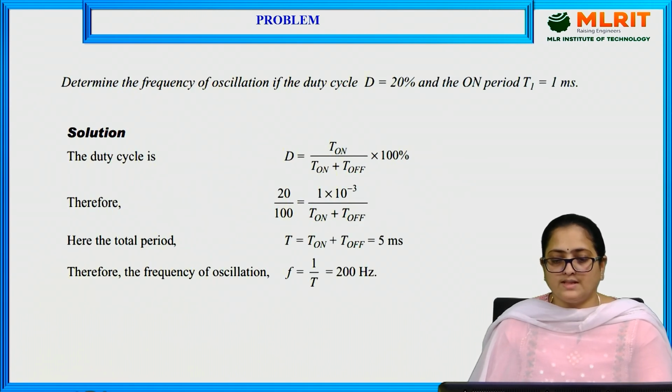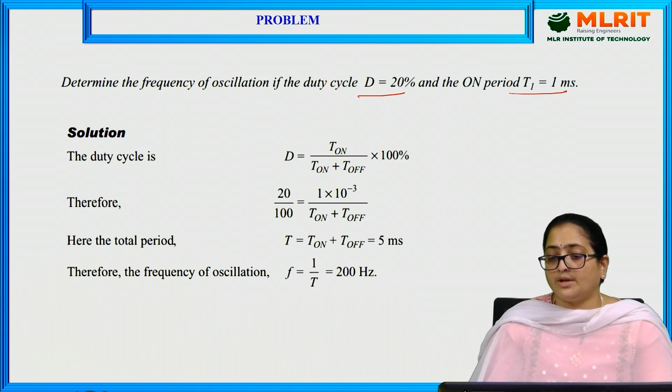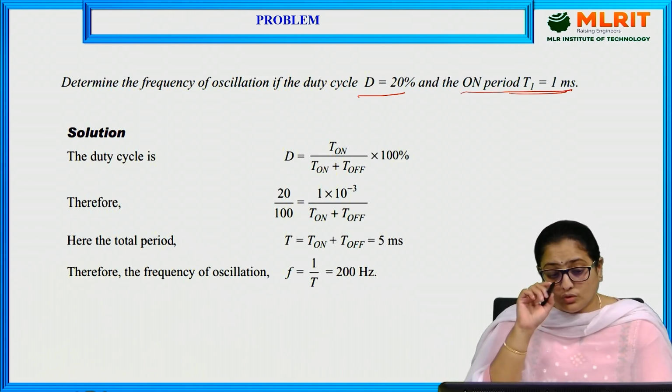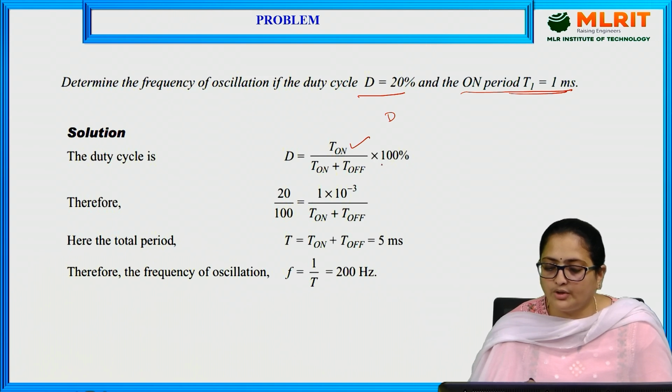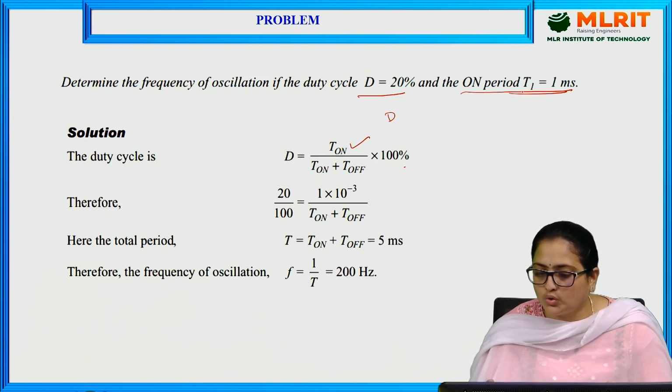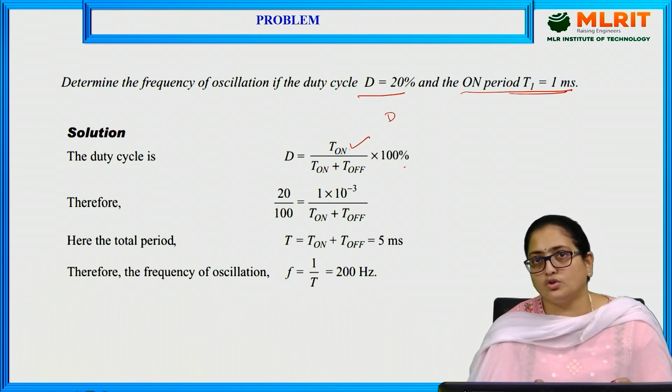Now we will see how to design an astable multivibrator when they have given a duty cycle as well as a time period. The on time period is given as 1 millisecond, and the duty cycle is 20%. We know the formula: duty cycle D is equal to T on by the total time period into 100%, but we don't know the total time period here. We know only the on time period. That's why I have taken D is equal to T on by (T on plus T off) into 100%.